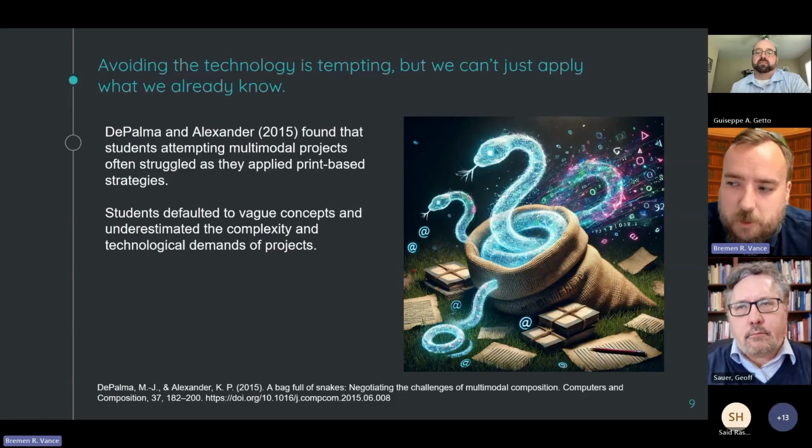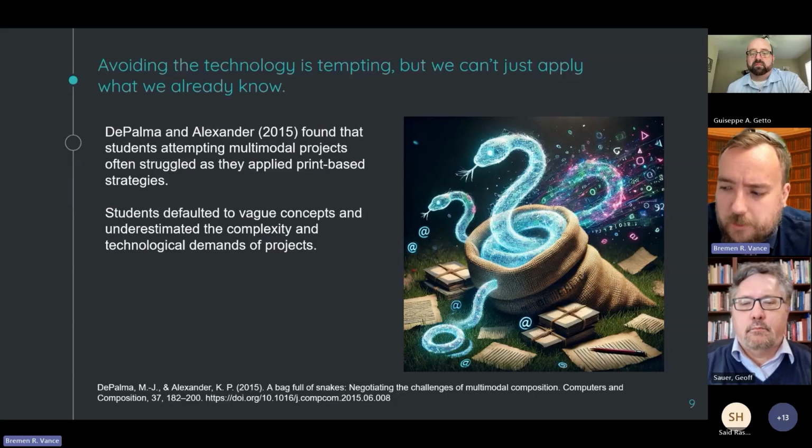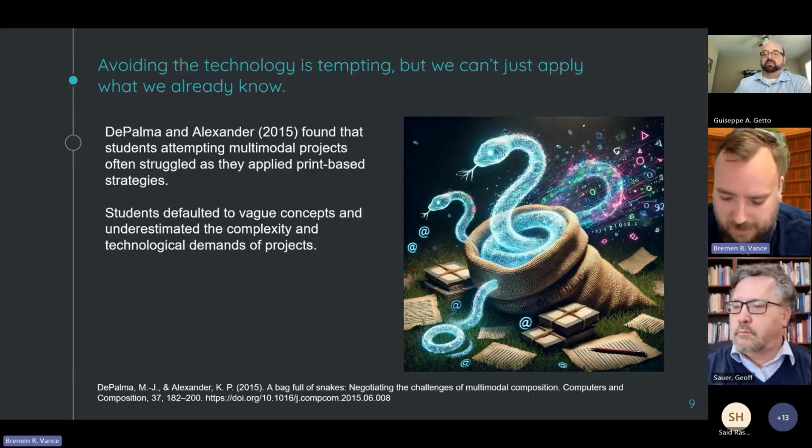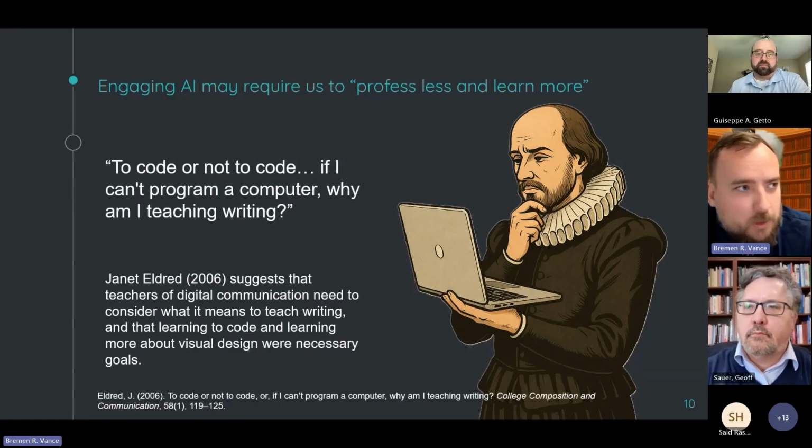And so students wound up defaulting to very vague descriptions about what they were trying to do. They underestimated the complexity of the tasks that they were trying to take on, especially the technological and functional side, the new ways to think about what they could do. And so that struggle of taking what we know about writing and turning that to a multimodal project, or taking what we know about any other kind of literacy and applying it to AI, I think is on my mind quite a bit.